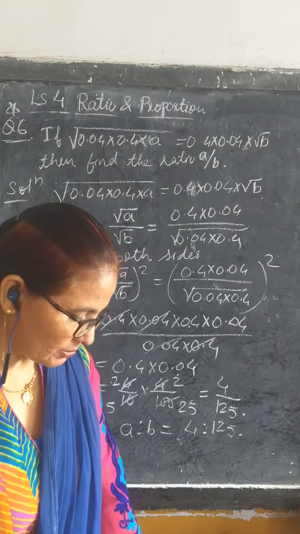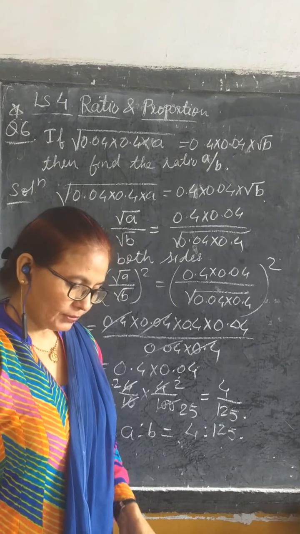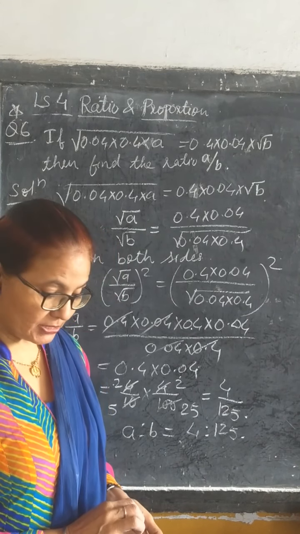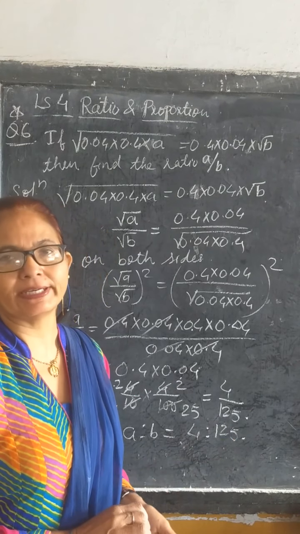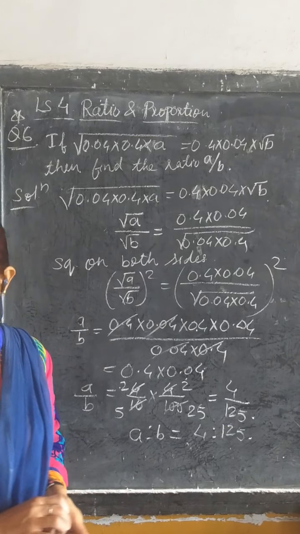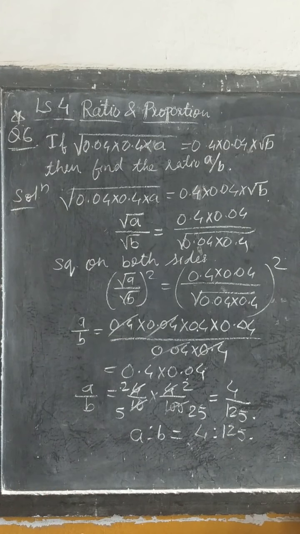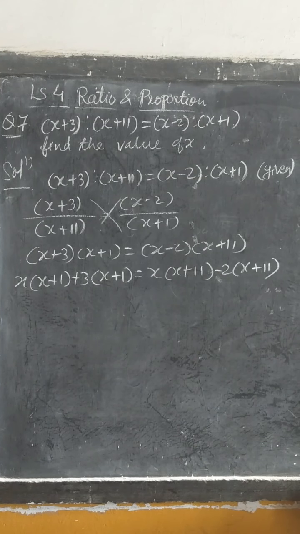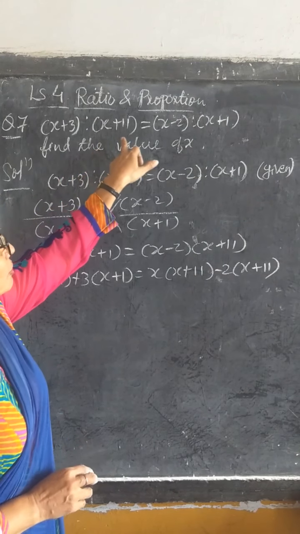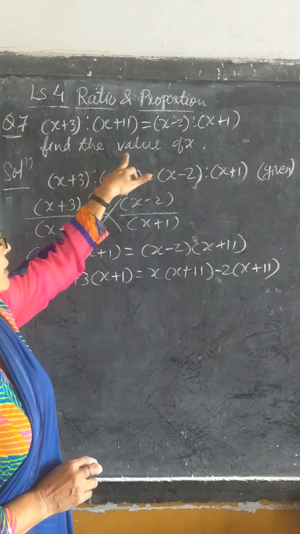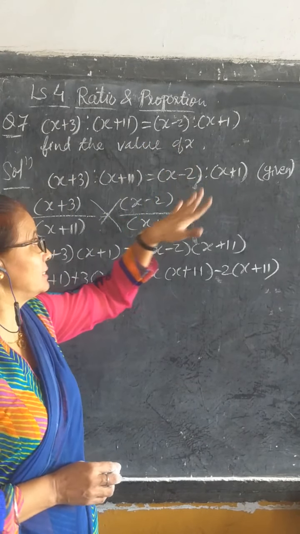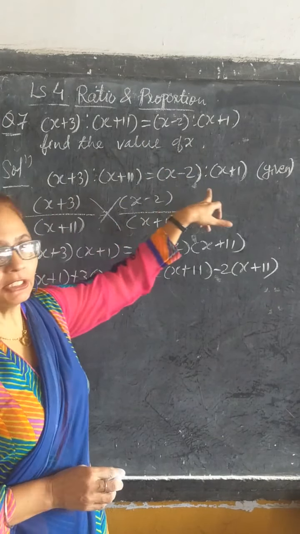Now let's see question number 7. We have given the ratio of x plus 3, it means the ratio of binomials given on both the sides, and you have to find the value of x. This sum is also easy. Let's see that one. You have given on both the sides the ratio of the binomials and you have to find the value of x. Very easy. See, first you will write whatever given to you.